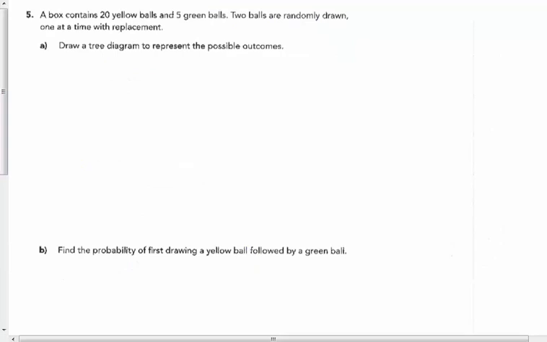And the last problem for today on page 12, it says a box contains, so now no tree diagram at all. We're going to have to draw the tree diagram. Each time, a little bit more work for us to do. A box contains 20 yellow balls and 5 green balls. 2 balls are randomly drawn, 1 at a time, with replacement. That's key. So you reach into the bag, oh, it's a yellow one, you put it back in. There are still 25 balls total in the bag to choose from.